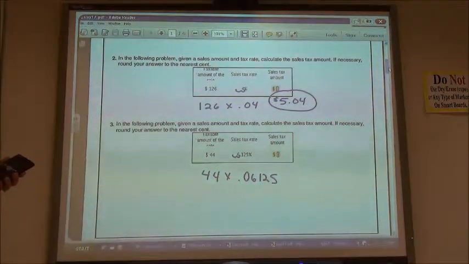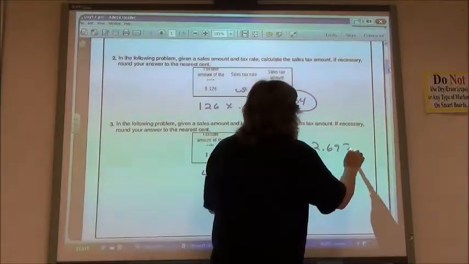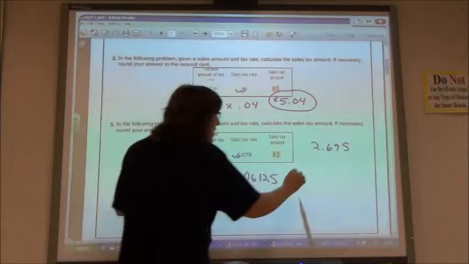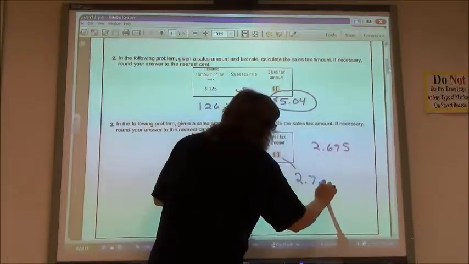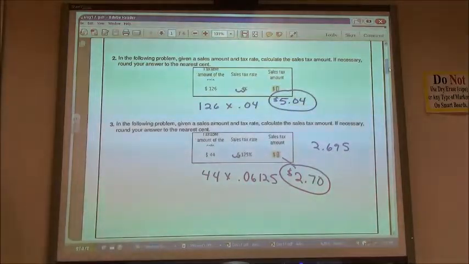So 44 times 0.06125 gives me 2.695. I've got to round my 69 cents up to 70 cents, so $2.70 is how much sales tax I would have to pay.